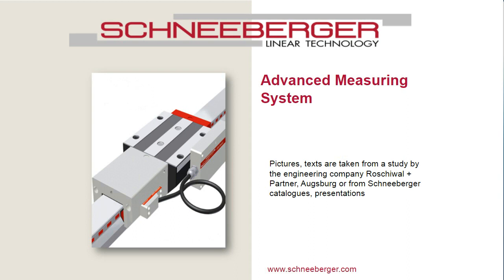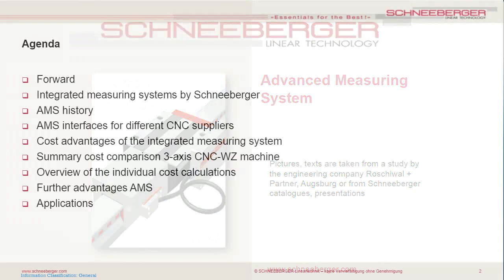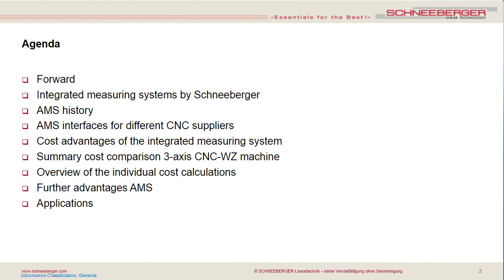Advanced Measuring System. Pictures and texts are taken from a study by the engineering company Rochival and Partner Augsburg, or from Schneeberger catalogs and presentations. Agenda: Foreword, Integrated Measuring Systems by Schneeberger, AMS History, AMS Interfaces for Different CNC Suppliers, Cost Advantages of the Integrated Measuring System, Summary Cost Comparison 3-axis CNC Machine Tool, Overview of the Individual Cost Calculations, Further Advantages, AMS Applications.